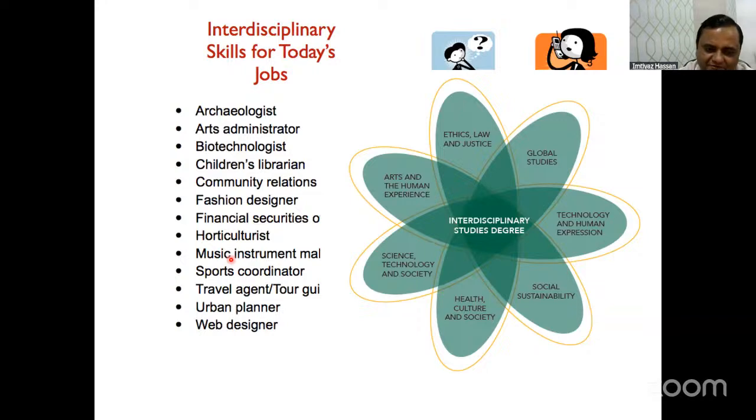So there are many fields. You can see horticulturist, fashion designer, biotechnologist. Again, biotechnology brings together a large number of different disciplines, and forensic science. But my talk is not about what will give you the job. My talk is that whatever you are studying, if you have interdisciplinary thinking and integrate interdisciplinary learning, you have high chances to answer the question and high chances to get good job opportunities.